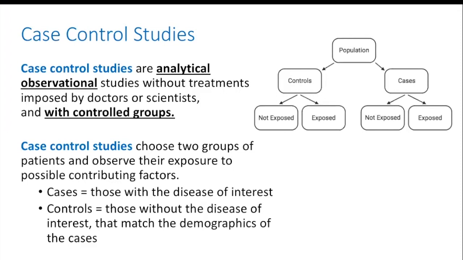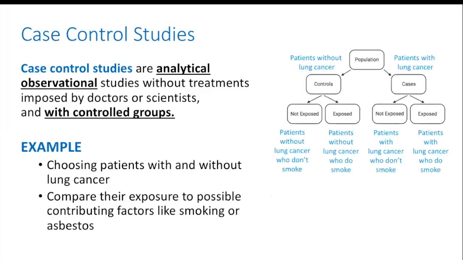Then, researchers look for any sign of exposure to a potential contributing factor in every patient in order to compare the relationship between exposure and development of disease. Let's look at an example. In this study, researchers choose patients with and without lung cancer and then compare their exposure to possible contributing factors like smoking.